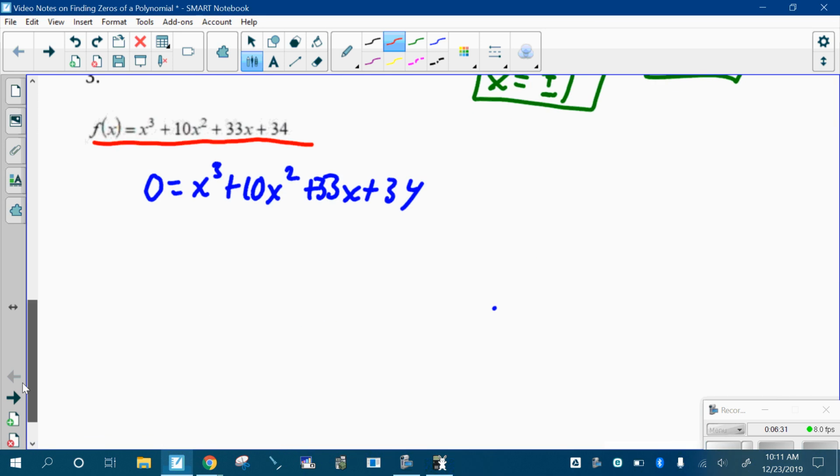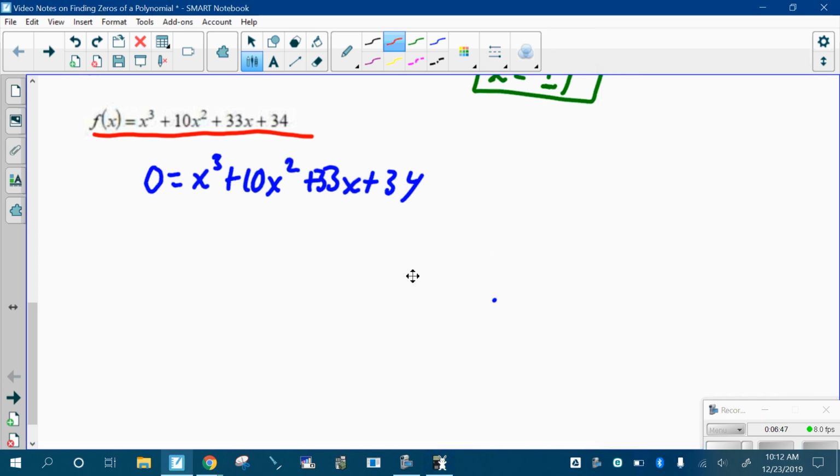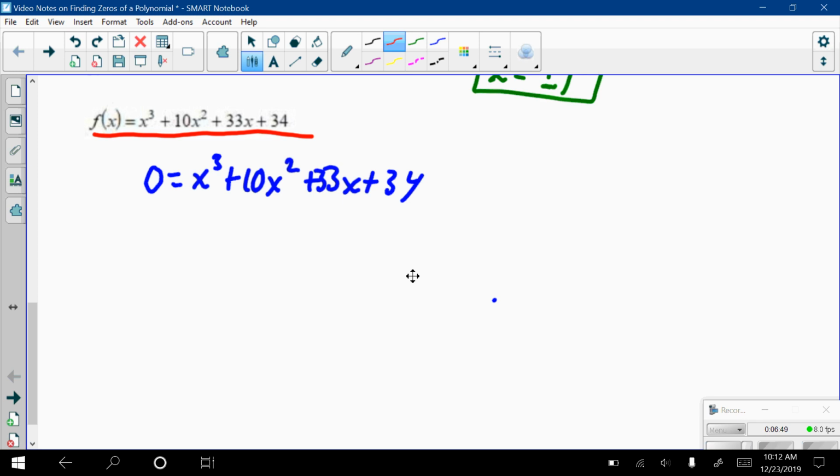Okay, so let's go back to our table. I'm trying to find out spots where y is 0. Give me a second here. Okay, so I'm going to start searching around. Boom, I found one, -2. Now I'm going to say, hey, I just found one of my zeros, one of my x-intercepts. I know that x equals -2 is one of my answers.